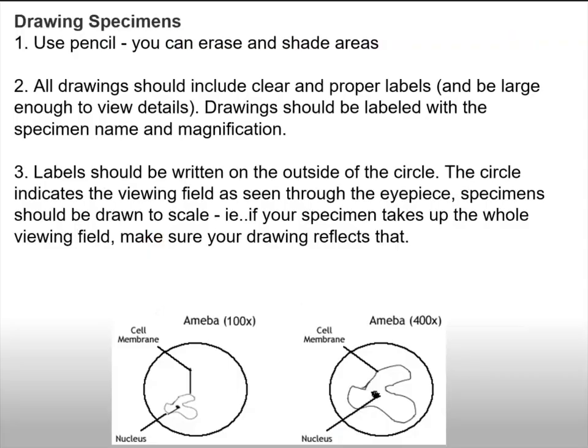Finally, when we're drawing what we see on the microscope, we want to label things as best we can. Here we have an amoeba, where we would label the cell membrane and the nucleus because that's what we can identify. Then we label at the top what we are looking at and what power we're looking at it under. We can see the relative sizes of them, and we want to write our labels as clearly as possible. We want to label things as best we can when we look at these slides.